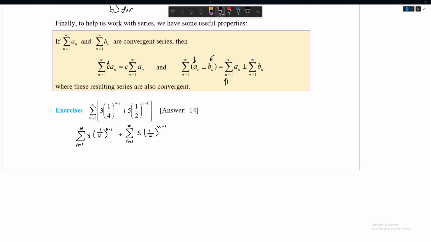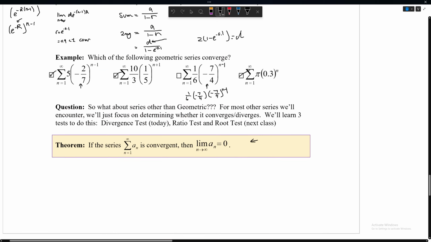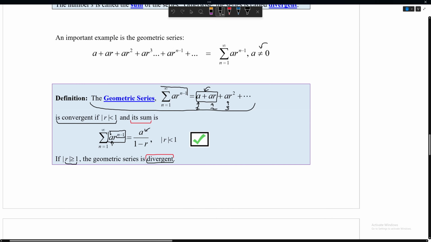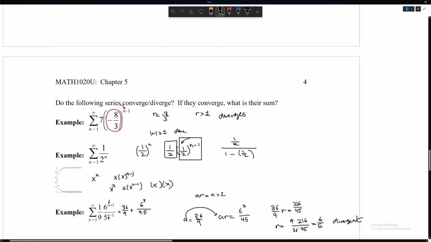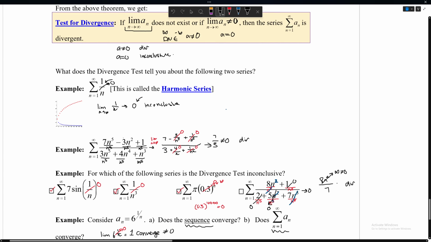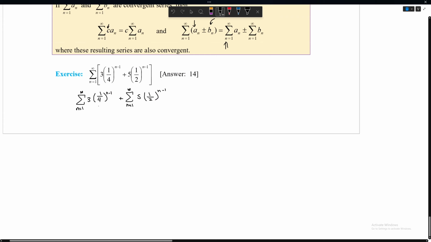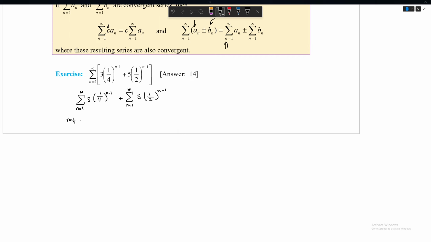Before we get the sum, first we've got to check our r. r has to be less than 1 for both of them, or else, if r was more, one of them will diverge. So let's get our r. Our r here, 1 over 4, is less than 1, which means it's convergent. And my r for the second one is 1 over 2, which is less than 1, which is also convergent.